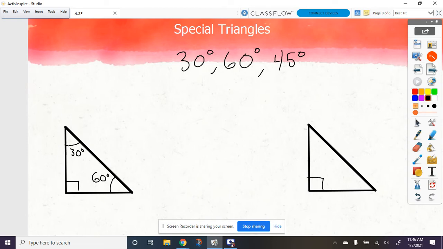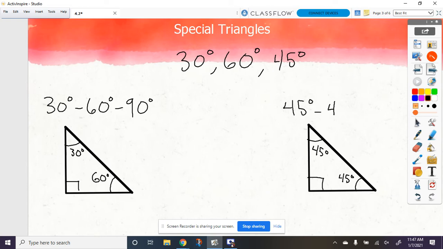Okay? Likewise, if I labeled either one of these as 45 degrees, what do we know our other angle has to be? 45. It also has to be 45 degrees. So remember that this is a 30, 60, 90 triangle, and this is a 45, 45, 90 triangle. Okay? Yes? You also did that part.